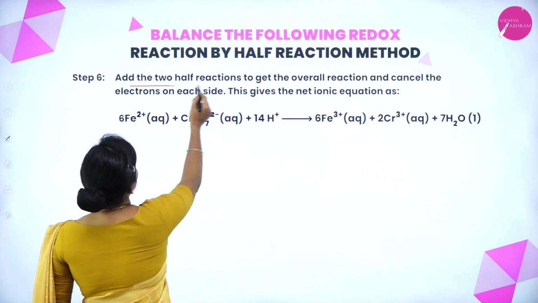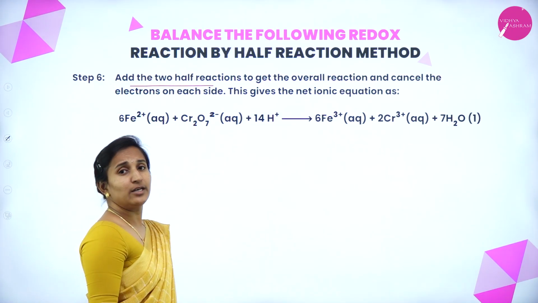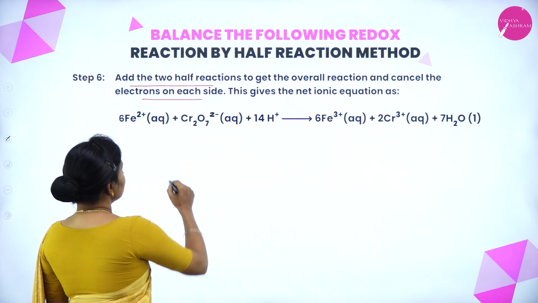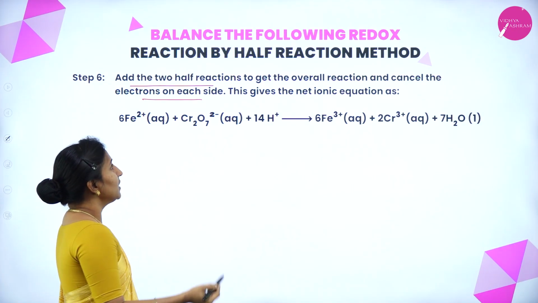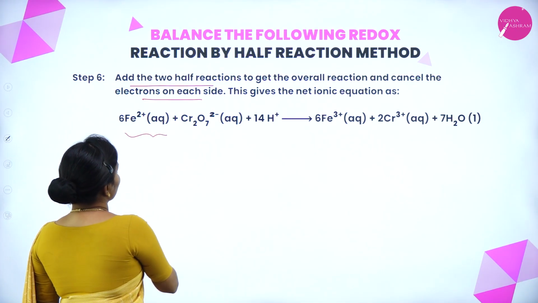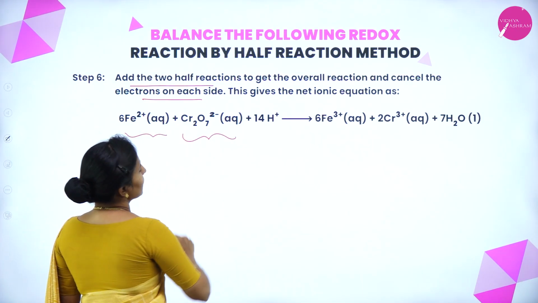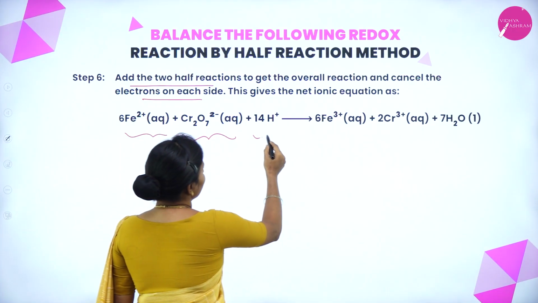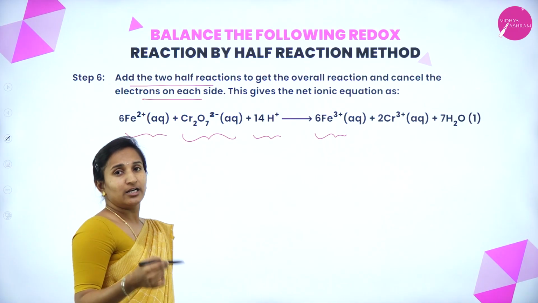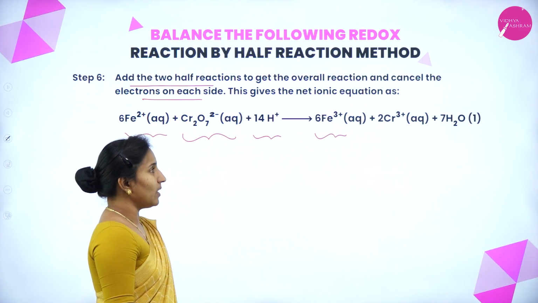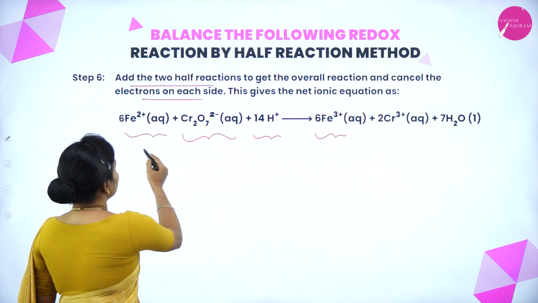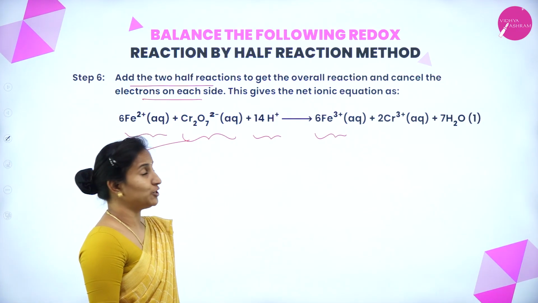Step 6: add the 2 half reactions to get the overall reaction and cancel the electrons on each side. This gives the net ionic equation, that is 6Fe2+(aq) plus Cr2O7 2-(aq) plus 14H+ gives 6Fe3+(aq) and 2Cr3+(aq) with 7 water molecules. This is the final balanced redox equation.